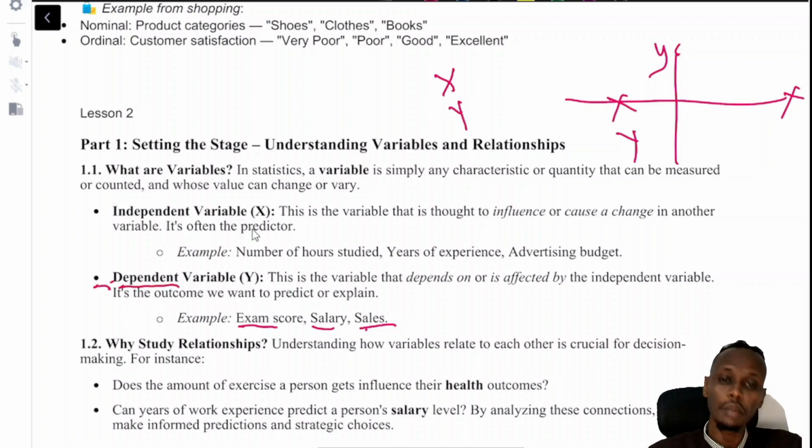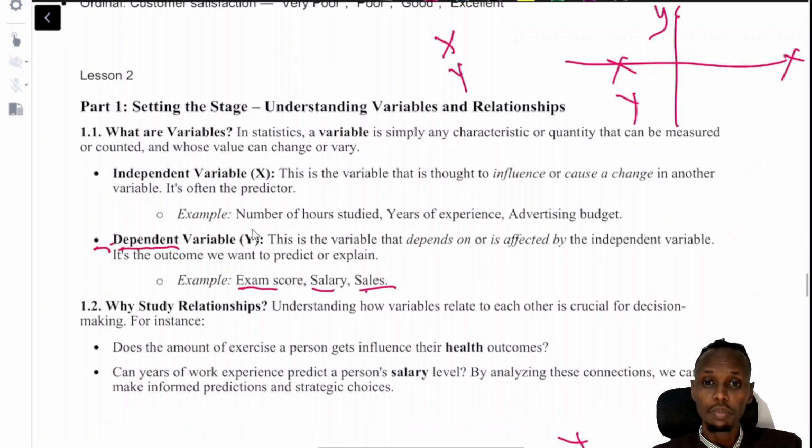So those that depend. The exam result is dependent on the number of hours you study. The exam score. The salary you earn is dependent on the number of years of experience. So those are dependent. Sales is dependent on how well you advertise. So those are called dependent variables.